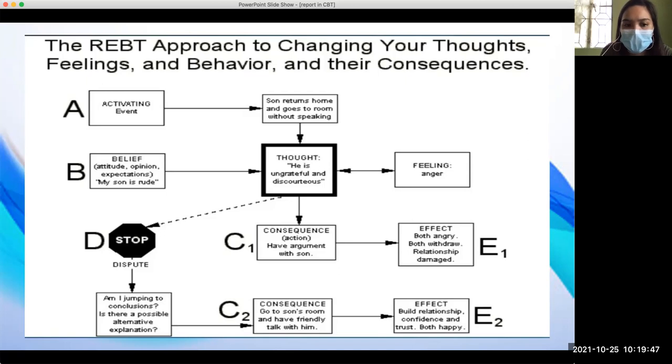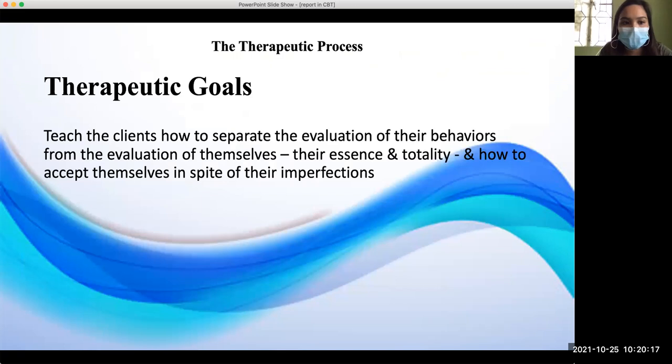So dito mapapansin niyo na when you have irrational beliefs, then you will suffer greatly, undesirable consequences. But if you have a rational belief, then you will suffer less, a more desirable consequence. So if we always hold irrational beliefs about ourselves, then we would always find problems. That is why we need to dispute irrational ways of thinking and replace them with more rational alternatives to feel better.